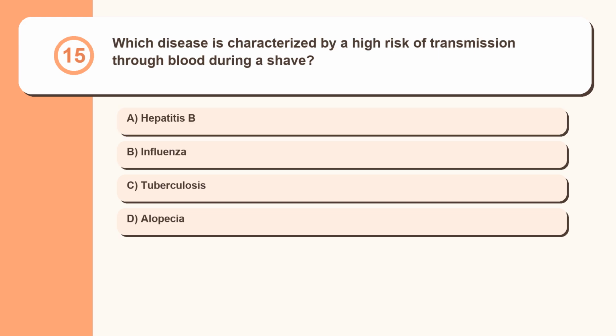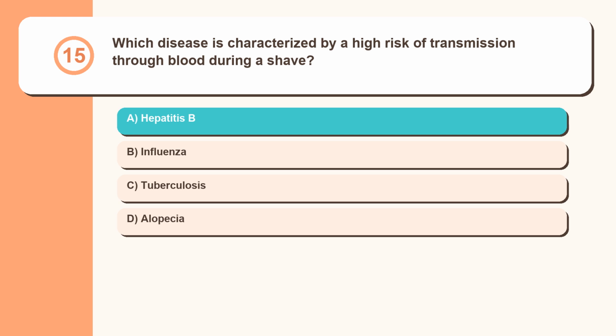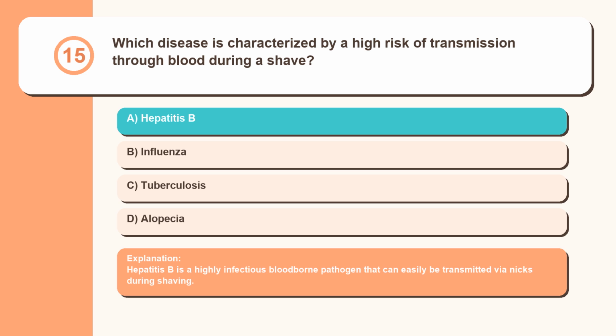Question 15. Which disease is characterized by a high risk of transmission through blood during a shave? Hepatitis B, influenza, tuberculosis, alopecia. Hepatitis B is a highly infectious bloodborne pathogen that can easily be transmitted via nicks during shaving.